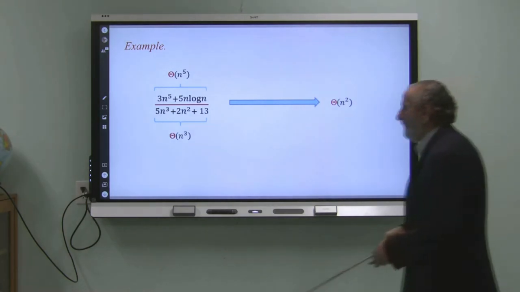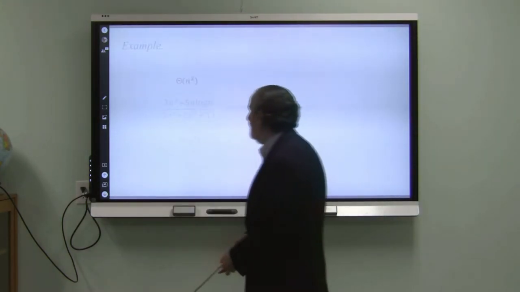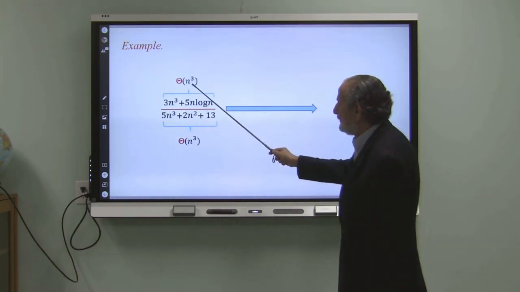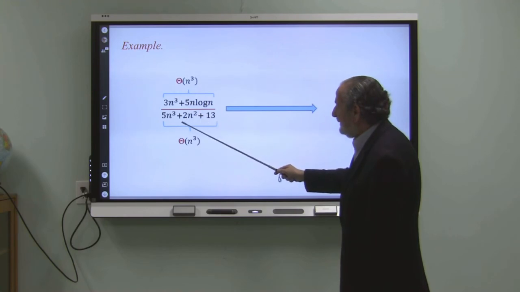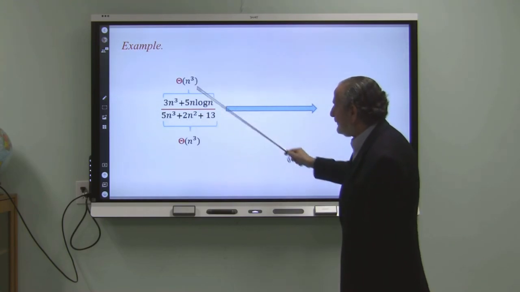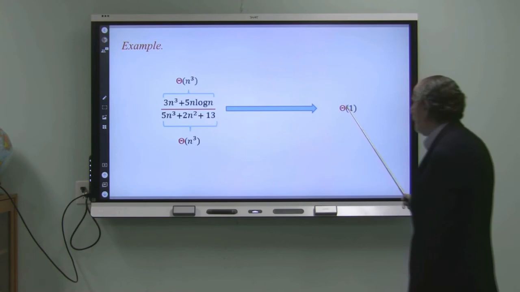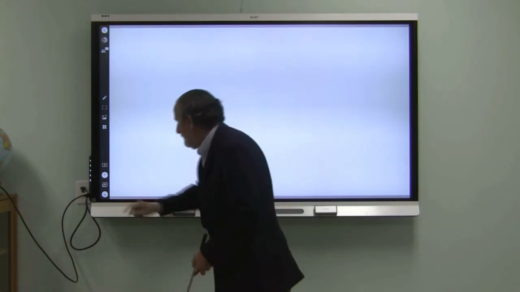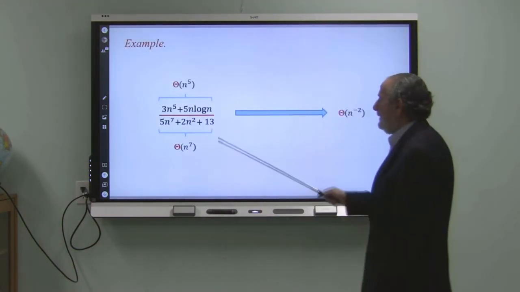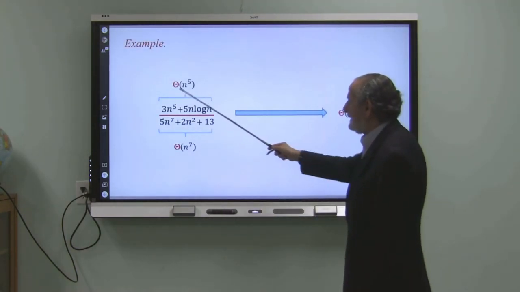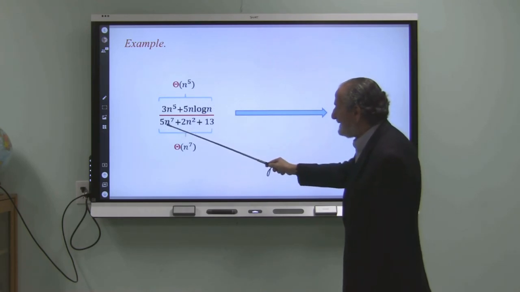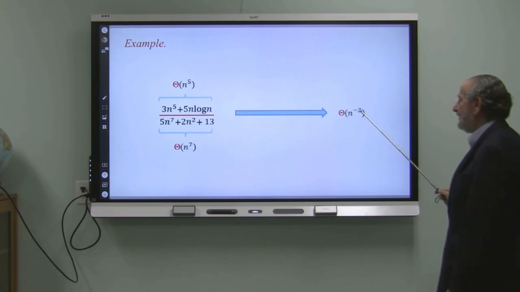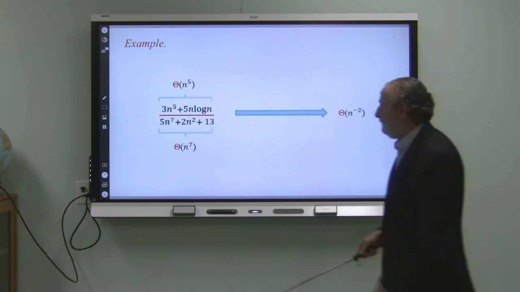Here's another example. Same thing. Up is big theta n cubed. Down is n cubed. n cubed divided by n cubed, that's n to the power 0, that's 1. Big theta 1. Another example, the same thing, up here is big theta n to the power 5. Down is big theta n to the power 7. When you divide this by this, you get n to the power negative 2, or 1 over n squared. Okay?